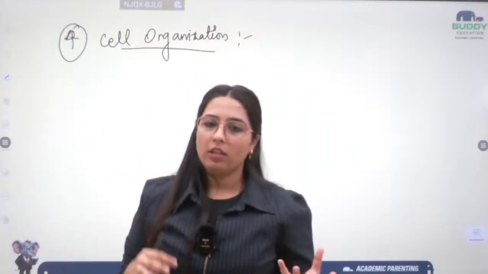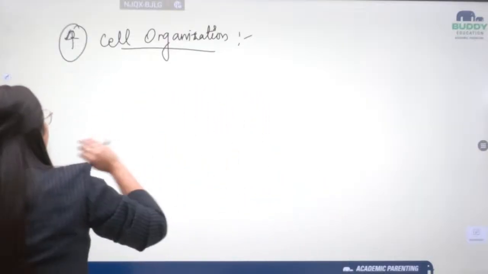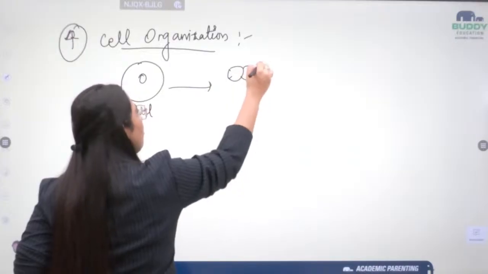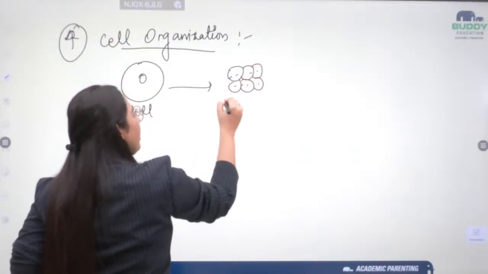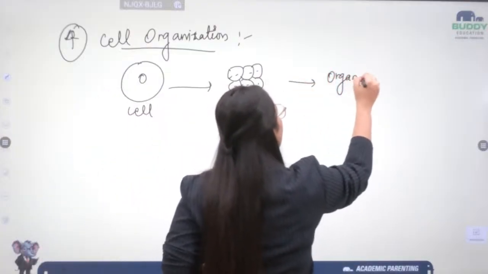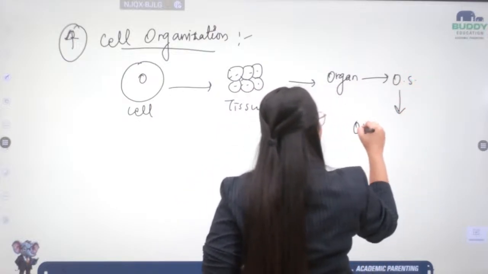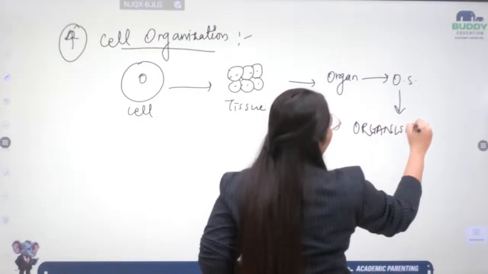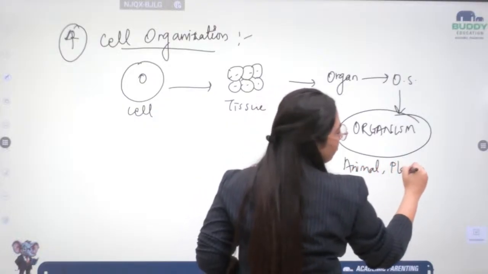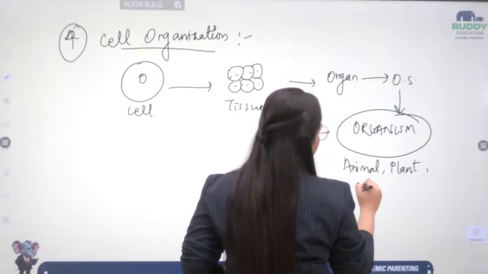Talking about cell organization, all living organisms are formed from single cells, as we have studied since very small classes. A group of cells is known as a tissue. Then all the tissues come together to form an organ. Then all the organs come together to form an organ system. Then all the organ systems come together to form an organism. An organism can be anything. It can be an animal, it can be a plant, it can be unicellular also, like a single cell, let me say amoeba.